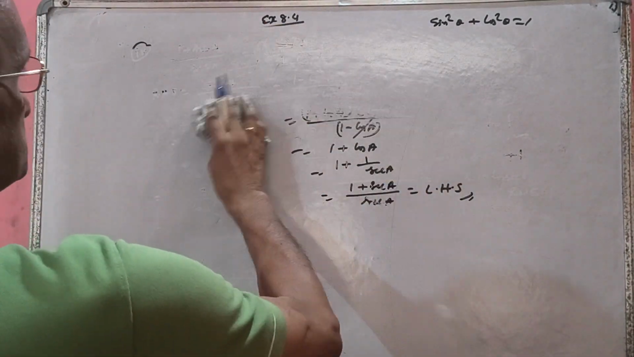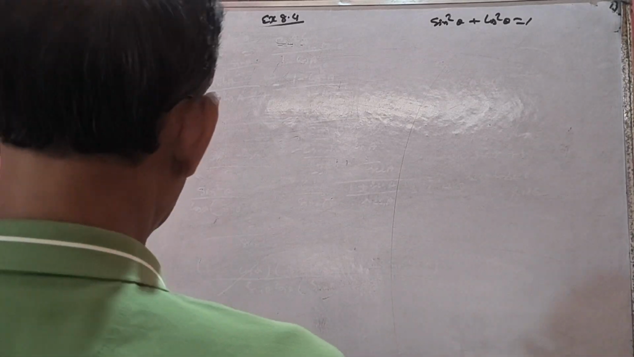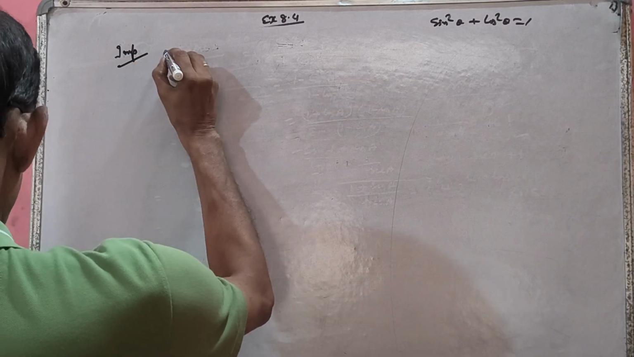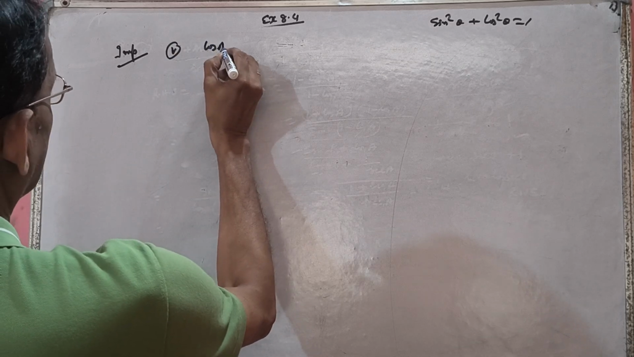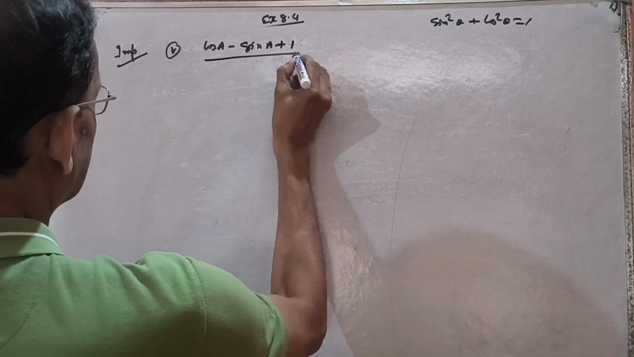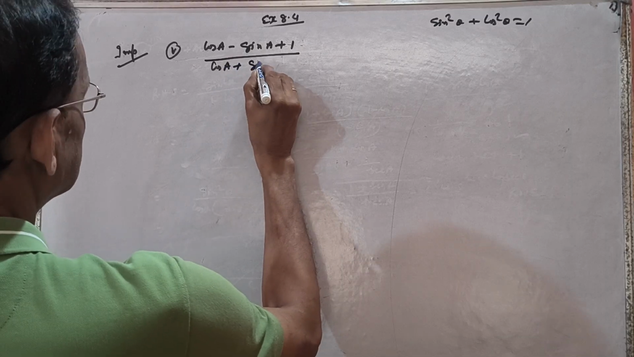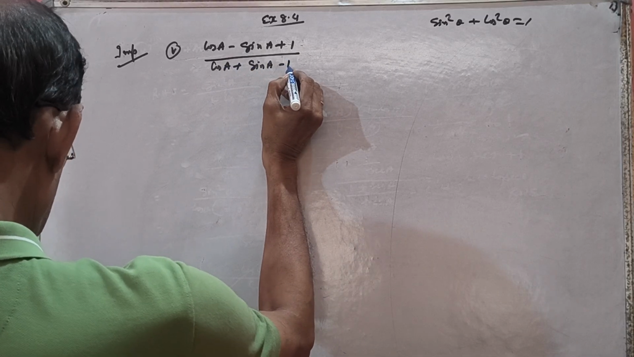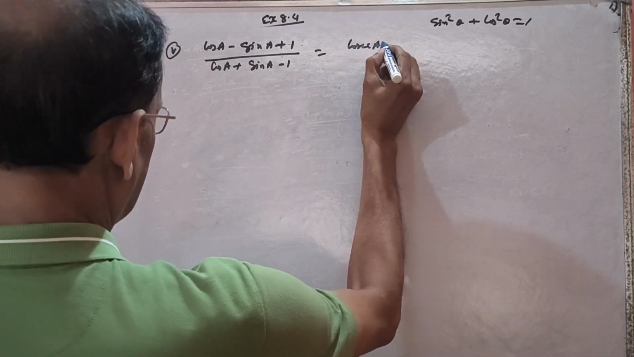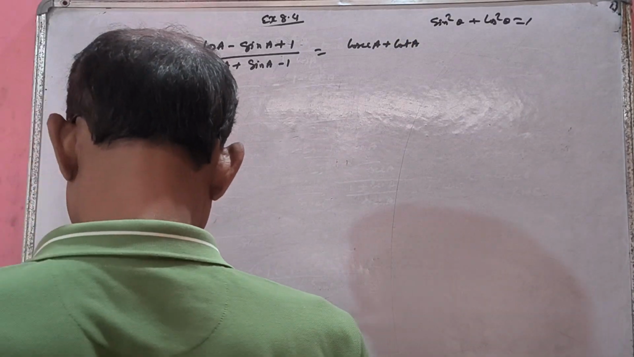Number 5 now. Question number 5. Very important sum for all the tests, all the exams. Cos A minus sin A plus 1 by cos A plus sin A minus 1. We need to prove it equal to cosec A plus cot A.